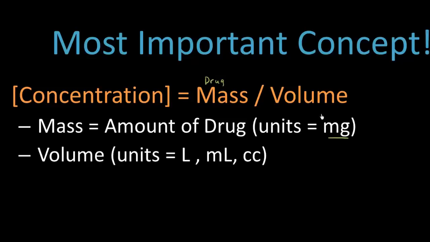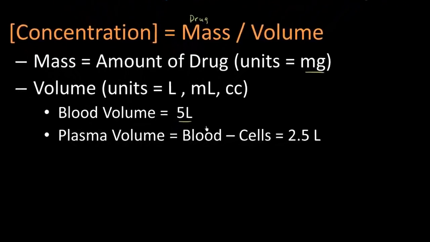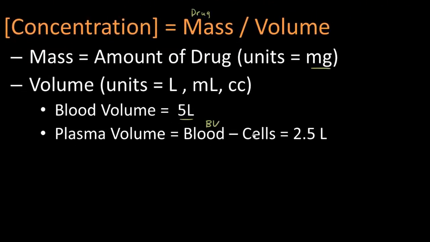So what are some common volumes? Well, blood volume is about, give or take, 5 liters. Commonly used as opposed to blood volume, which is not really used when we talk about pharmacokinetics, is plasma volume. Plasma relates to blood in that you take the blood, throw it in a centrifuge, and you get out that pale yellow substance, and that is your plasma. So it's your blood volume minus the cells, and your cells make up about 50% of your blood. That leaves us with 50%, which is about 2.5 liters.